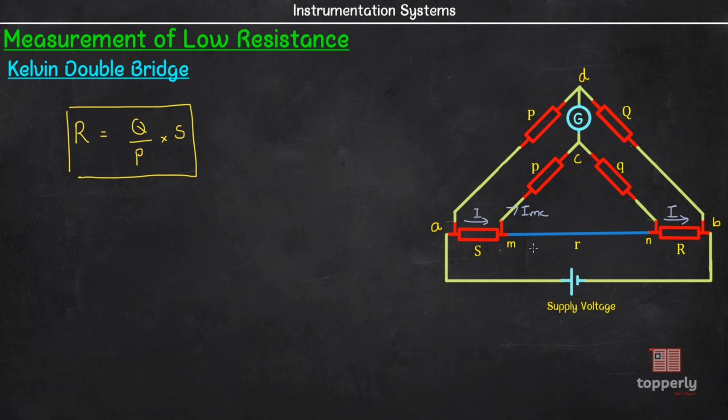So you can see that the lead resistance small r is eliminated from the balance equation, and its presence does not affect the measurement result. Also, you can see that this equation is same as for the functionally equivalent Wheatstone bridge.